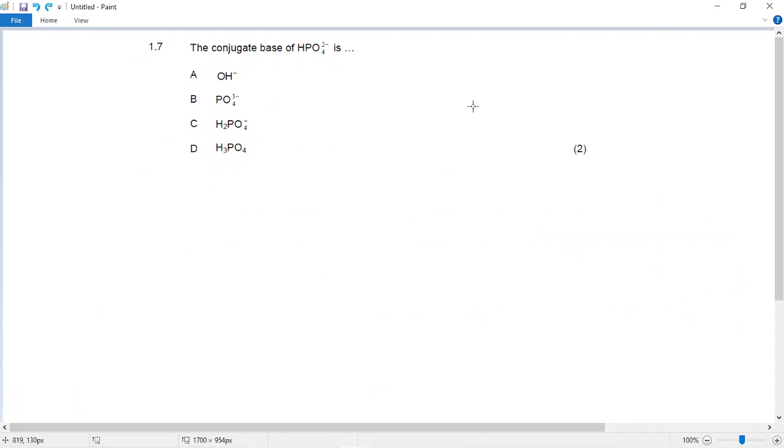Okay, this one is about conjugate acids and conjugate bases. So remember, if you are finding a conjugate acid or a conjugate base, the only thing that you have to do is either add a proton or subtract a proton. So immediately you look at this question. This one is out because it is not HPO4 2 minus with a plus an H or a minus an H, okay? And it's not H3PO4 phosphoric acid because that would be adding 2 protons.